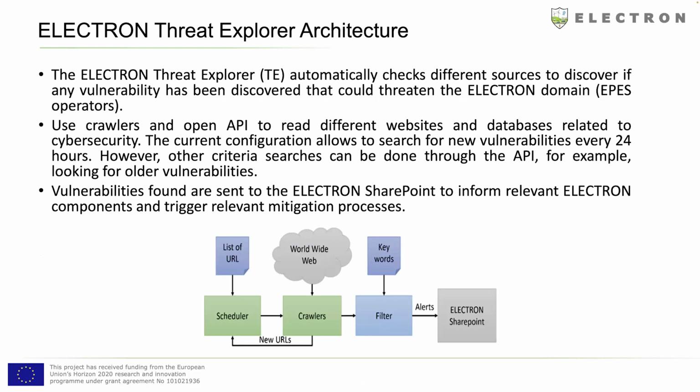I can. Okay. Hello, thank you very much, Risto. Well, I'm going to tell you a bit about the Electron Threat Explorer. As Risto has said, the main objective of this component is to discover and analyze vulnerabilities that have been discovered that can affect the Electron domain, concretely the EPS operator. They use a crawler and OpenAPI to read and crawl different websites and databases that are related to cybersecurity and publish this information. Of course, it can be configured in different ways, but we have found that analyzing these data sources every 24 hours is the best way to do it.